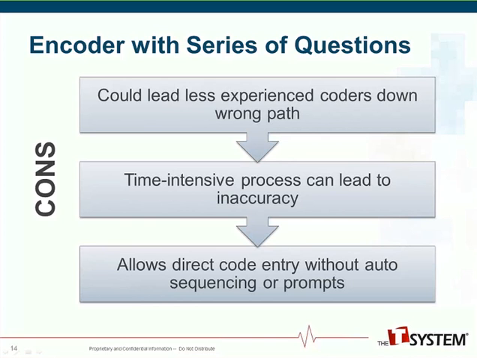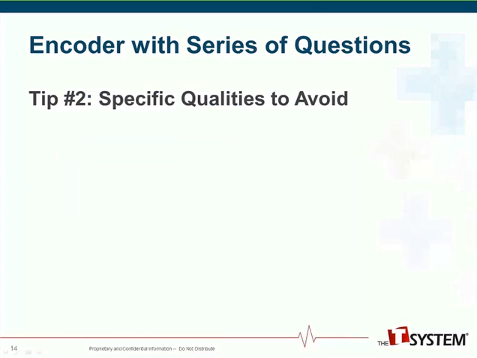Answering those questions can be a time-intensive process, and it's not unusual to get click-happy and skip over important items. These types of encoders also do allow direct code entry, but when you do a direct code entry, it's not going to prompt you for additional codes, nor does it auto-sequence for you. So you're just entering codes in, and if you enter them in the wrong sequence or you don't understand those sequencing rules, you're not going to have a properly coded encounter.